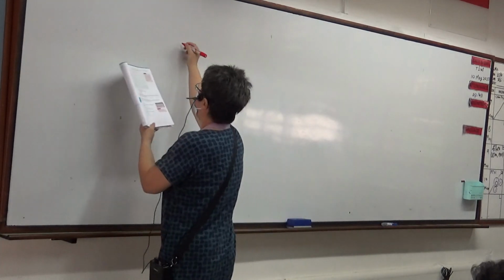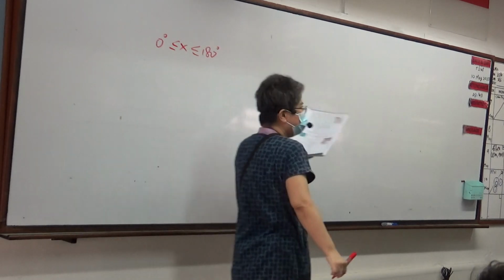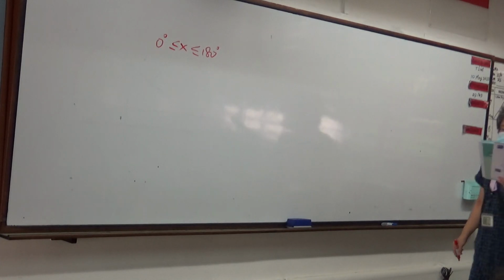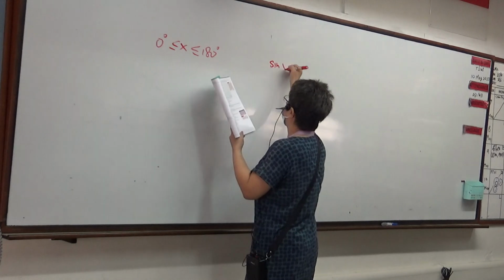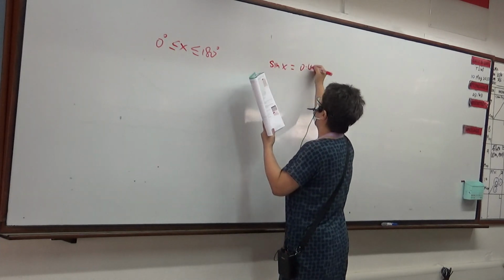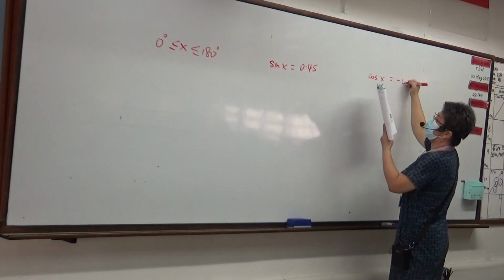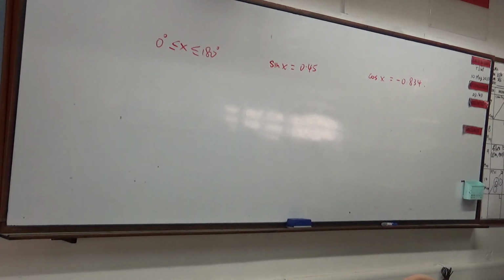Given that x is between 0 and 180. Now, can you see that this is the first two quadrants? Find the possible value or values of x for each of the following equations. Sine x is 0.45, and cosine x is negative 0.834. I think you know how to find the answer, right? All of you find what is the value of x, the angle.